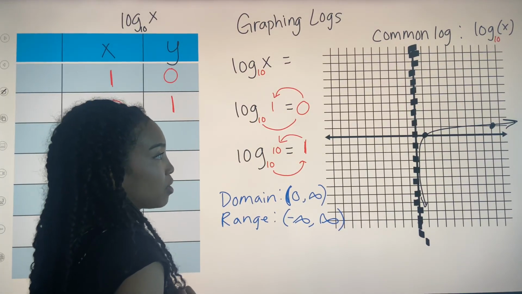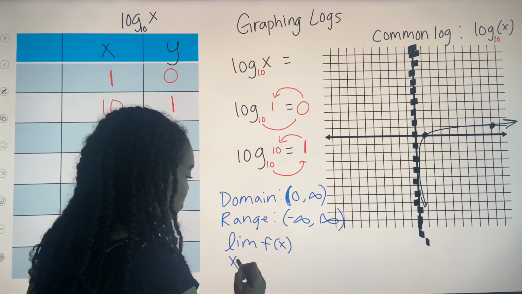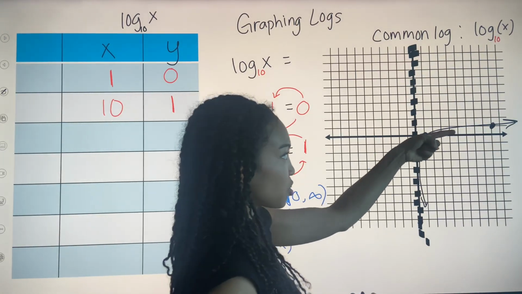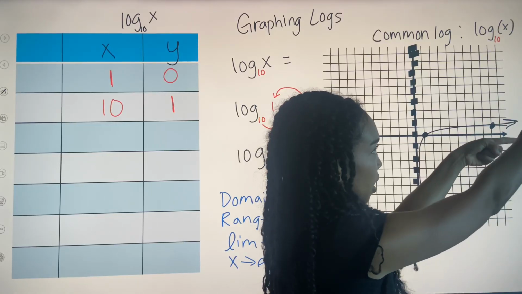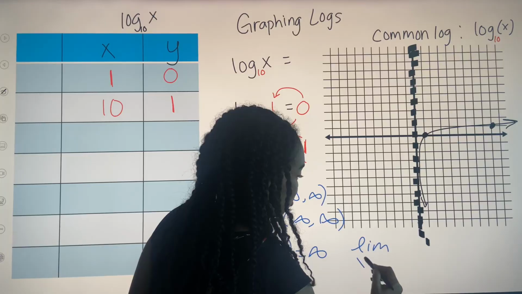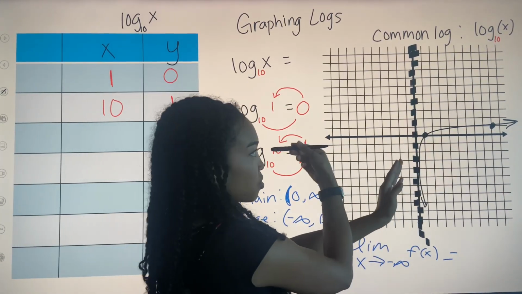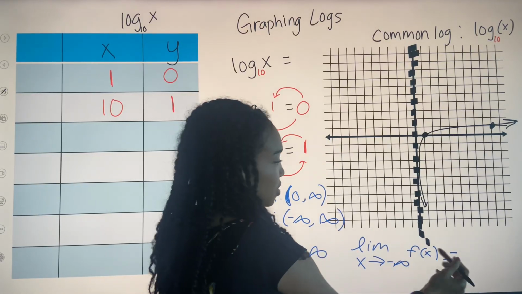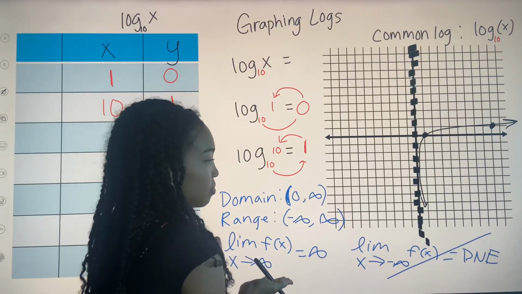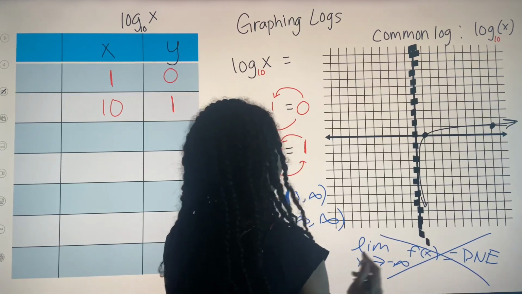Okay, let's talk about the end behavior. As my x values go to the right towards infinity, my graph is going up. So that is infinity. If we went the other way, well, my graph never goes this way towards negative infinity. So this does not exist. You don't even have to do that. We just have one limit. It never goes this way. There's nothing over here. So that one does not exist.